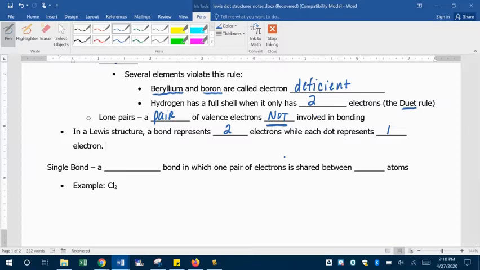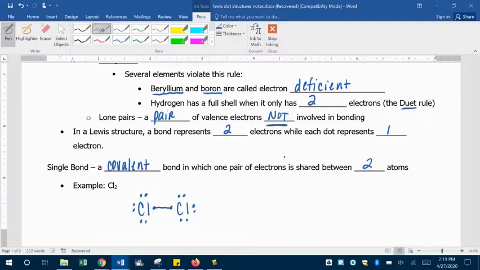So let's talk about the different types of bonds we're going to have. A single bond is a covalent bond in which one pair of electrons are shared between 2 atoms. An example of something that might form a single bond is the diatomic element chlorine. If you think about why, chlorine is a halogen, and so chlorine has 7 valence electrons. And so what chlorine does is form a bond with itself and therefore just forms one single bond.